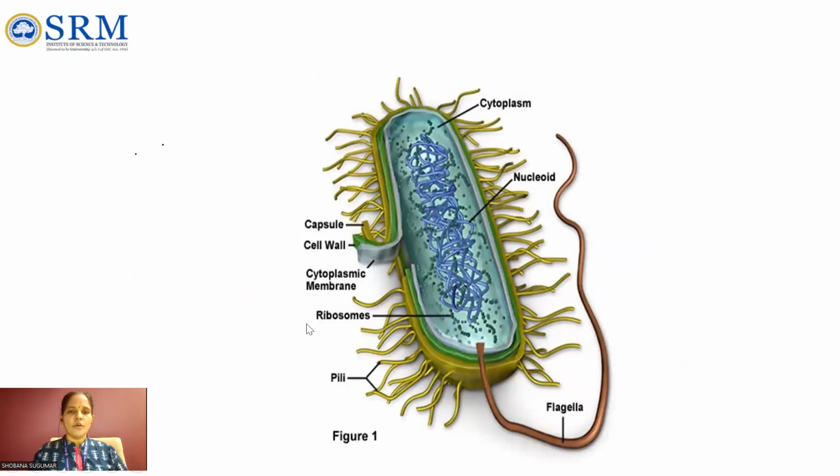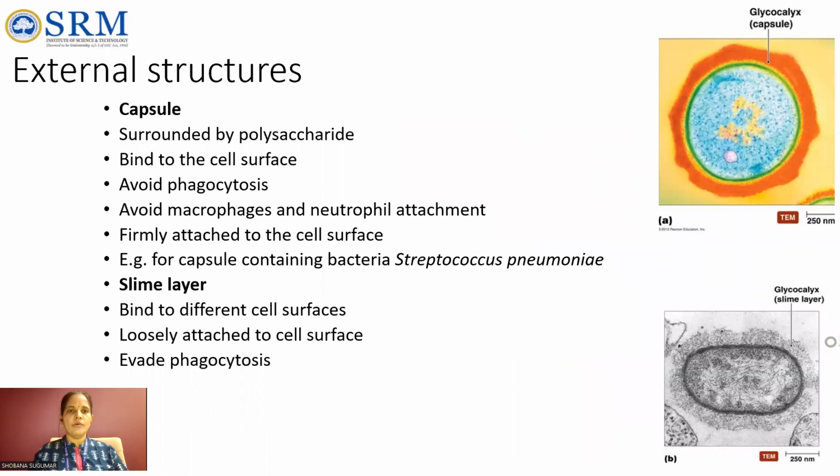This is the overall diagram of bacteria. In this figure, we can see both the external structures and the internal components of bacteria. We will see the external structures in detail one by one.